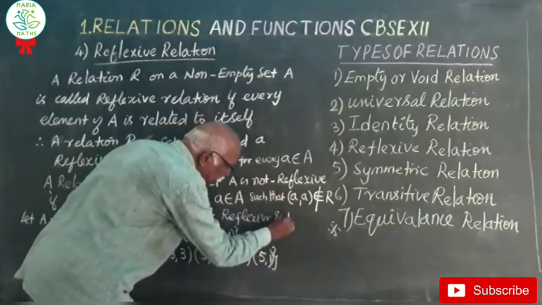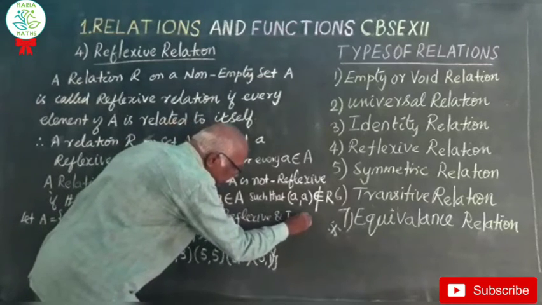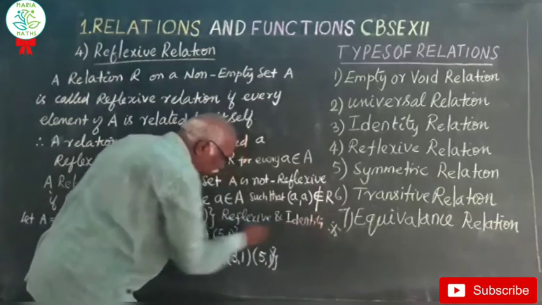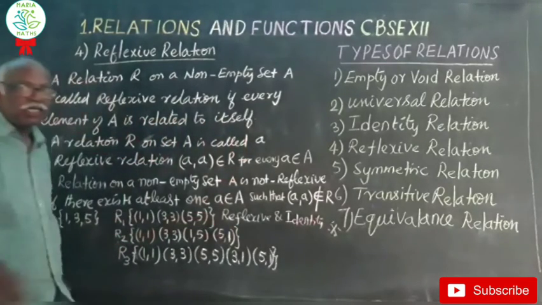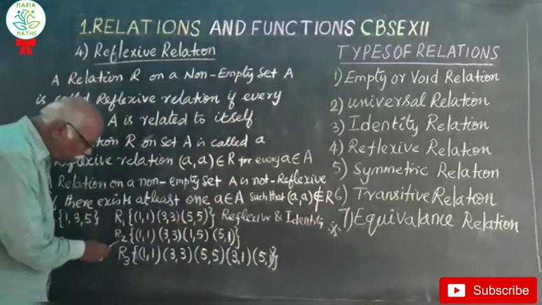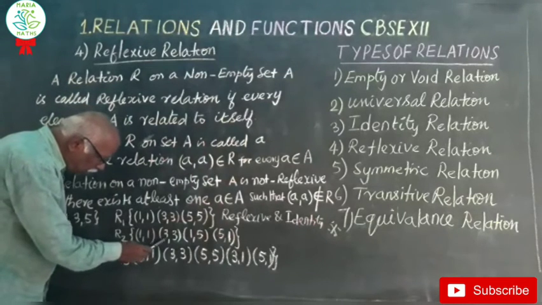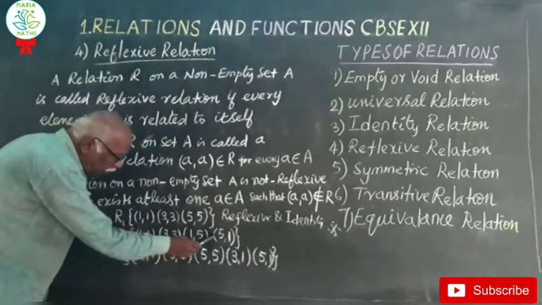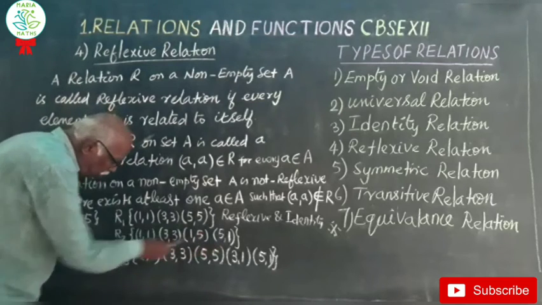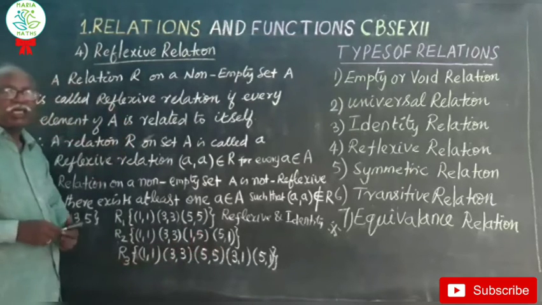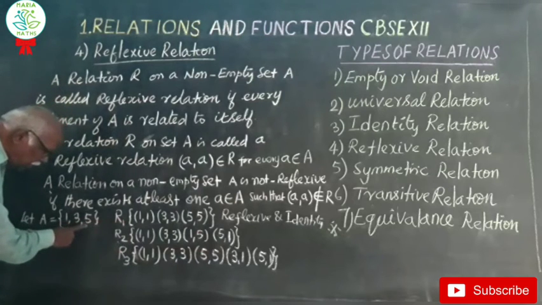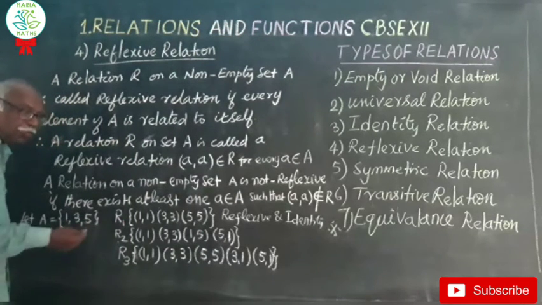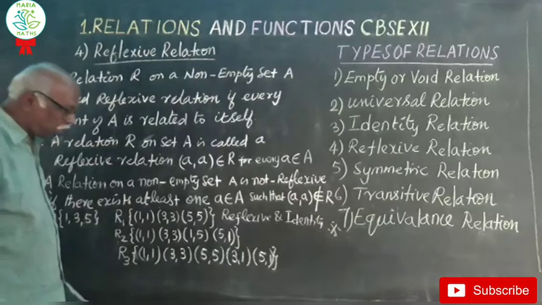And identity. It is both a reflexive relation as well as an identity relation. Consider R2 = {(1,1), (3,3), (1,5), (1,π)}. R2 is not a reflexive relation. Why is R2 not a reflexive relation? You see here in the set A, π is there, but the ordered pair (π, π) is not there.